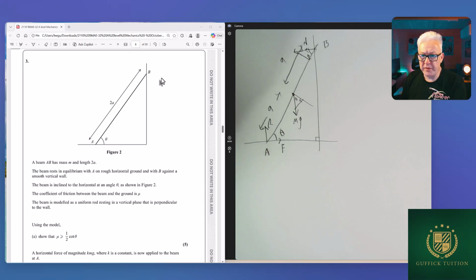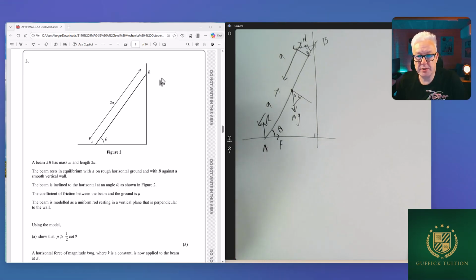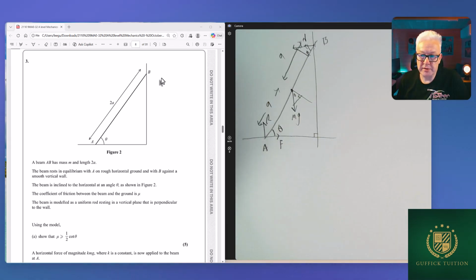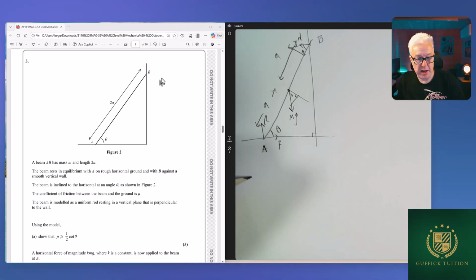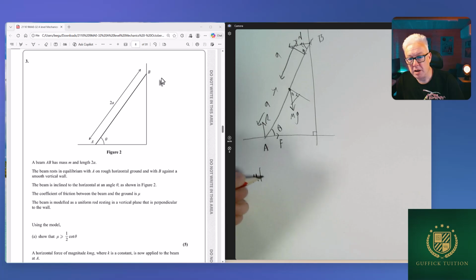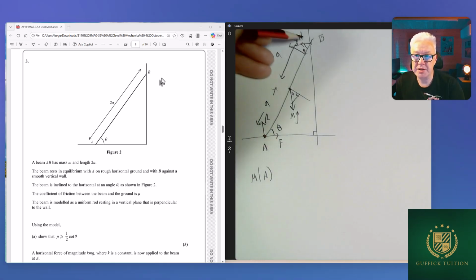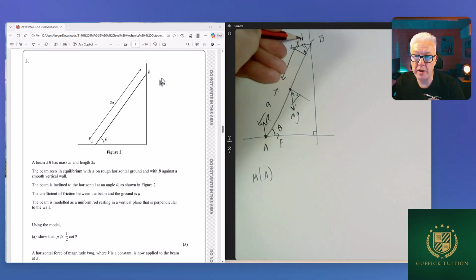Now, we've only really got a few tools available to us in this question. Taking moments, resolving vertically and resolving horizontally. That says theta there. It's not very clear, is it? So let's, first of all, take moments about A. We very often take moments about A, and the reason is that we eliminate having to think about F and R, and we're going to be able to get an expression for this normal reaction up here, which could be useful to us.